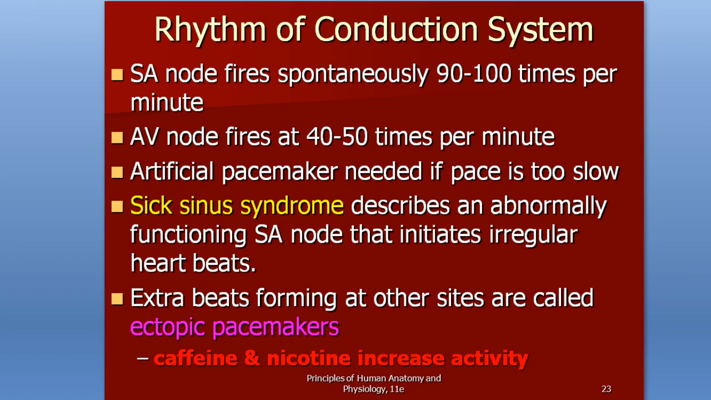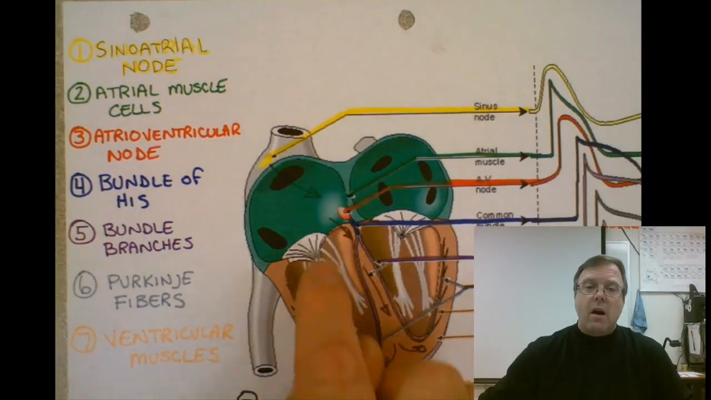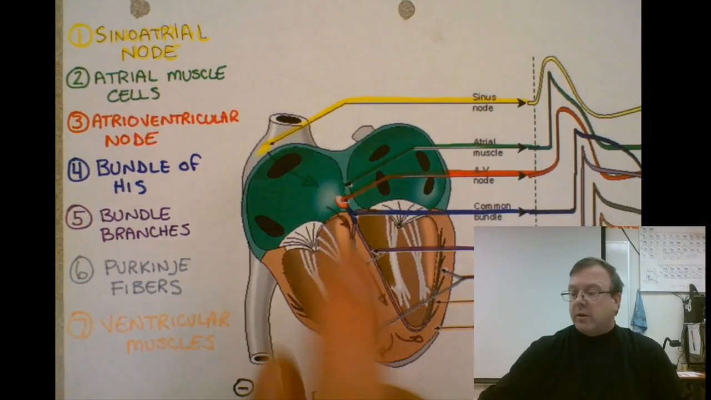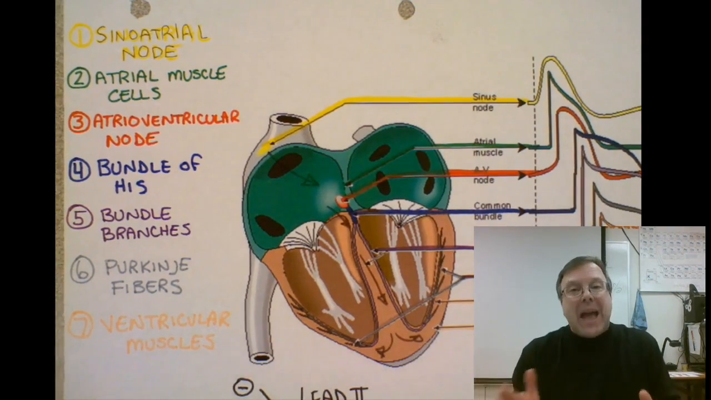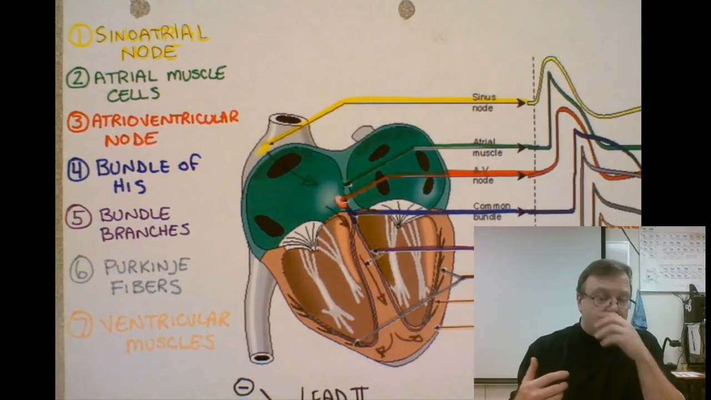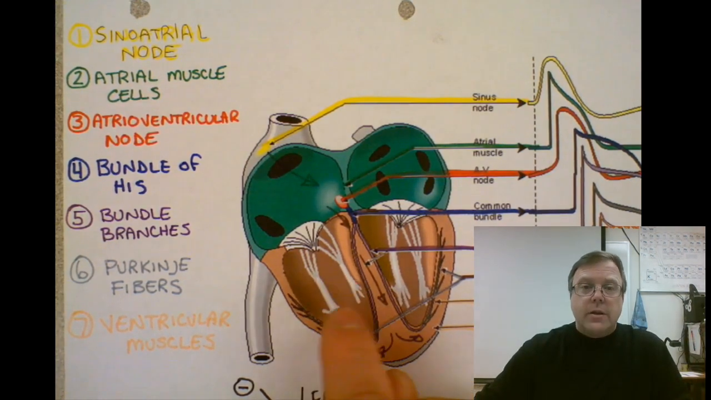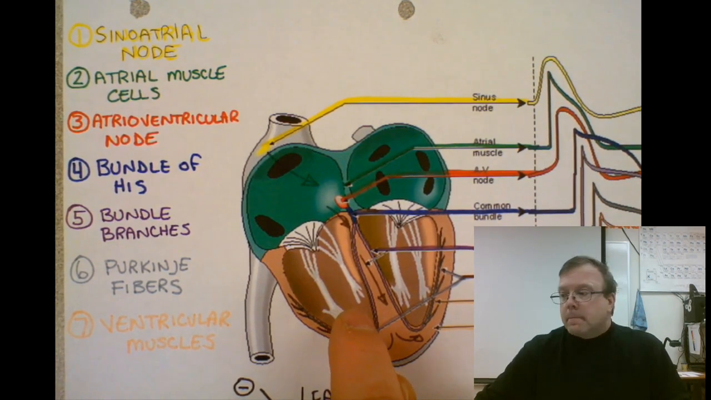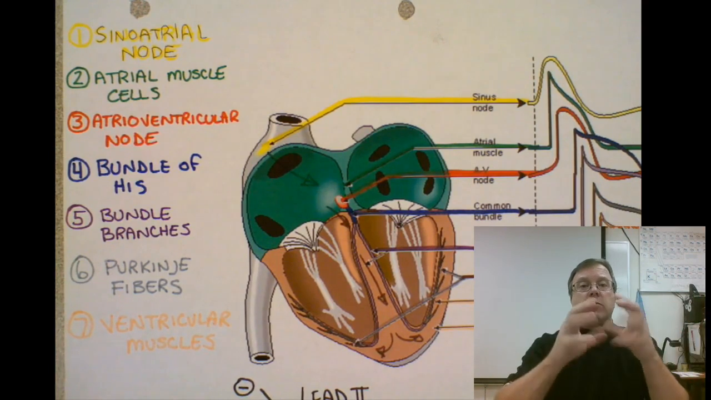It says extra beats forming at other sites of the heart that don't start at the SA node and move through can cause what's called ectopic pacemakers. Now, ectopic pacemakers are where certain areas of the heart that should be waiting for the signal from the sinoatrial node generate their own kind of independent action potential. And this can be disastrous, because if an area of your heart starts to generate action potentials arbitrarily, just on their own, it can spread through the heart, and that's when you get the fibrillation.